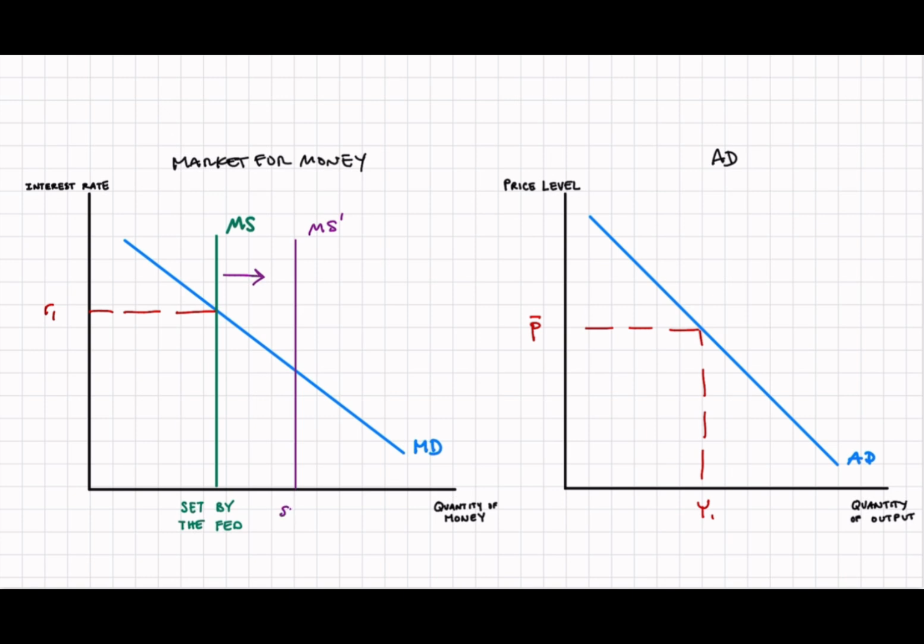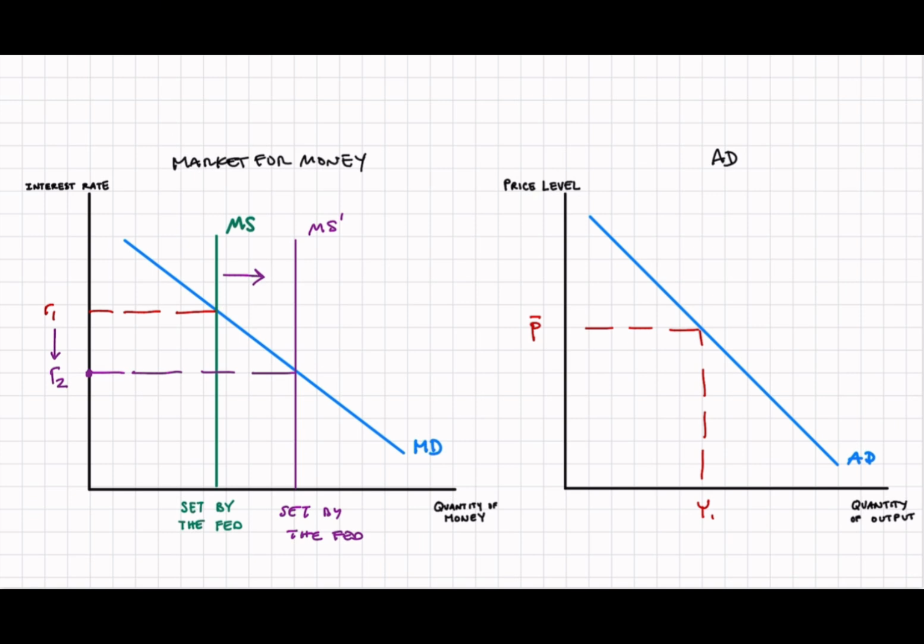And again, this is set by the Fed. And they have their tools to be able to set that interest rate or to set that money supply. As a result of that shift right in money supply, the new equilibrium in the market for money is that there is a higher quantity demanded of money, which will decrease the interest rate from R1 to R2.